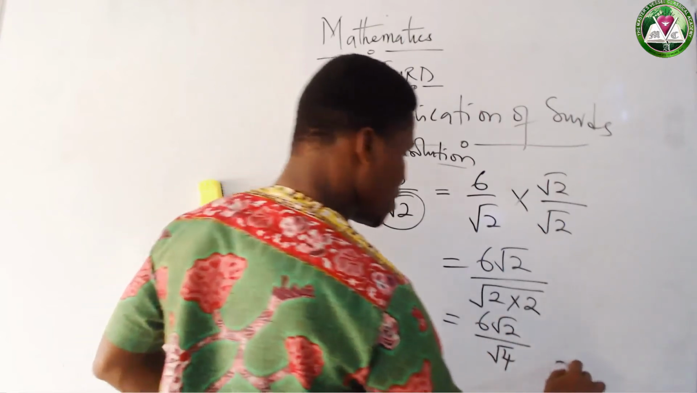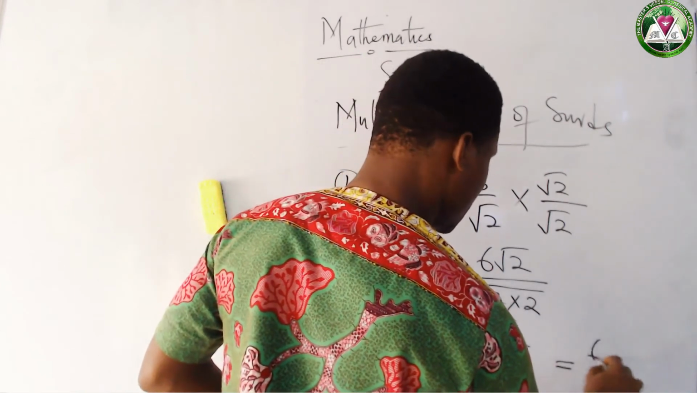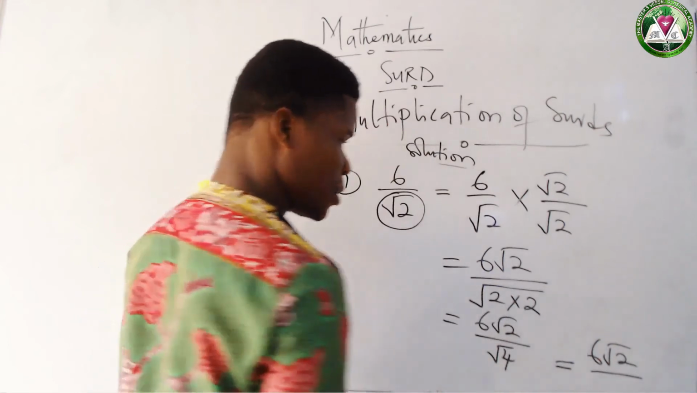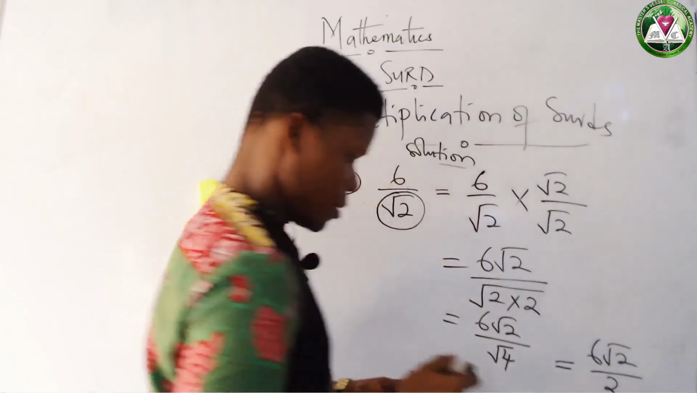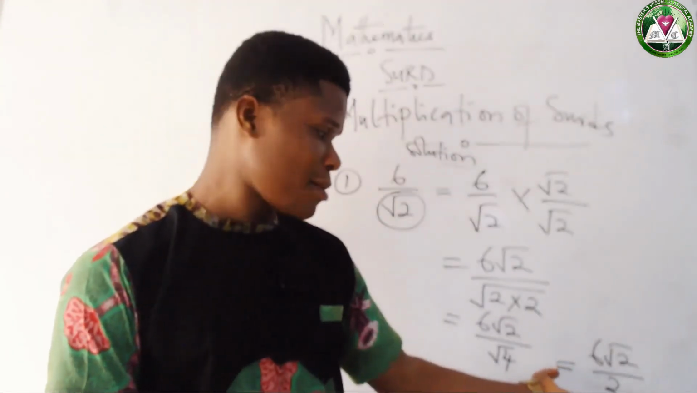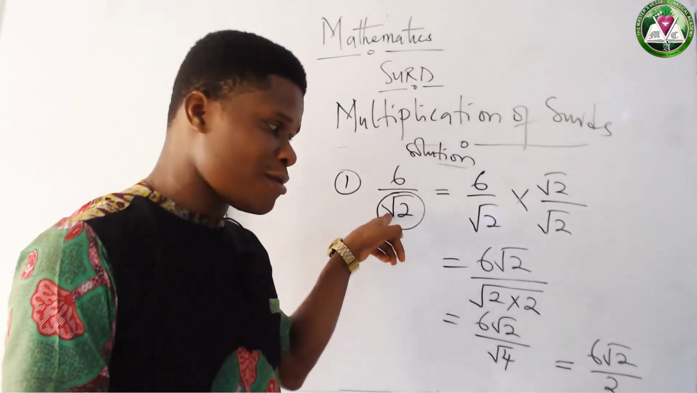Okay, which will give us 6 root 2 all over. What's the square root of 4? It is 2. So you can say this is the answer. I'm done with the question, because we have finally removed the root from the denominator.